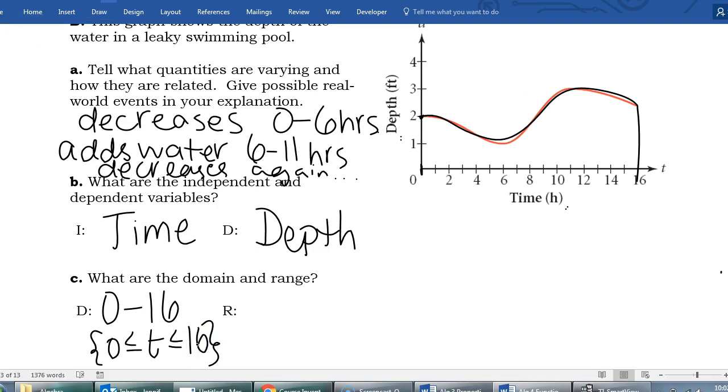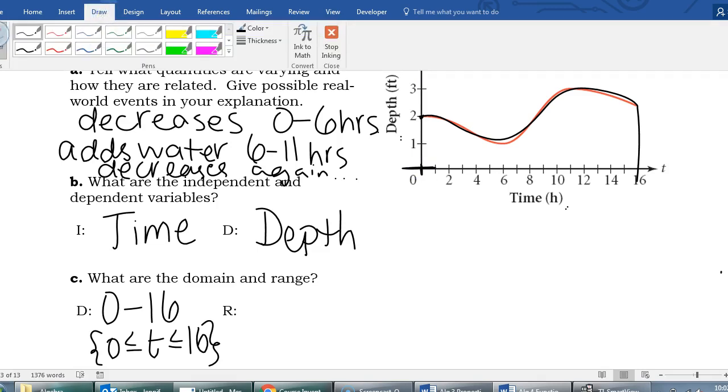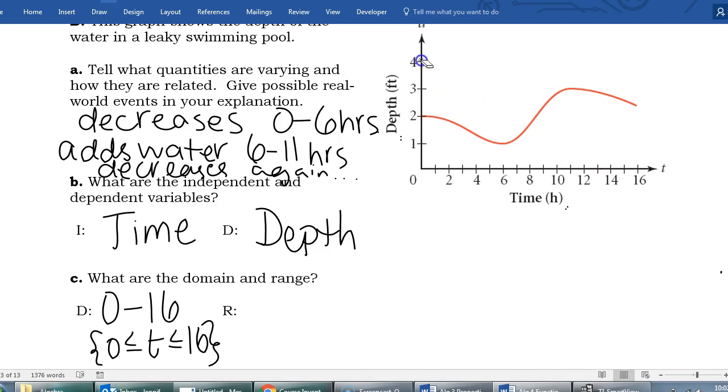The range then looks like you might be tempted to say 0 to 4 because that's the numbers that I see on the axis. But remember, the domain and range are not just the values you see on the graph. I could technically keep this axis going all the way up to 100 if I wanted to. There'd be a whole bunch of empty space up here, but I can scale my axis however I want to. What I'm really looking at is the values that the graph covers. So the lowest point of this graph is at 1, and the highest point of this graph is at 3. So I'm going to say my range is 1 to 3.